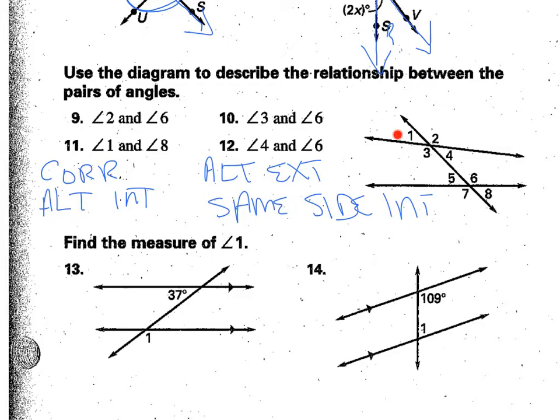Number 11, it's 1 and 8. Again, 1 and 8. What kind of angles are those? And then 4 and 6 in number 12. 4 and 6.